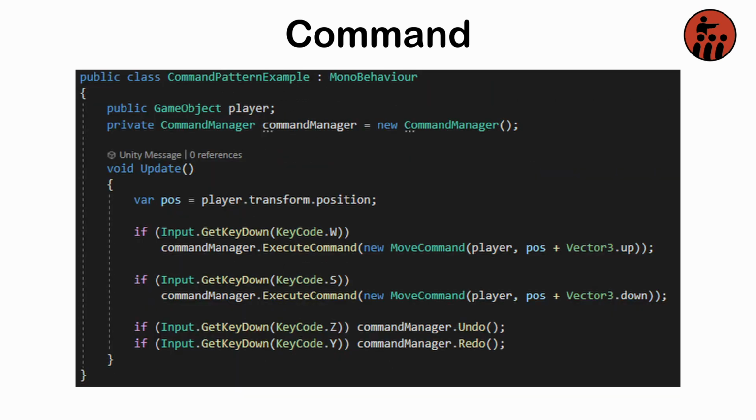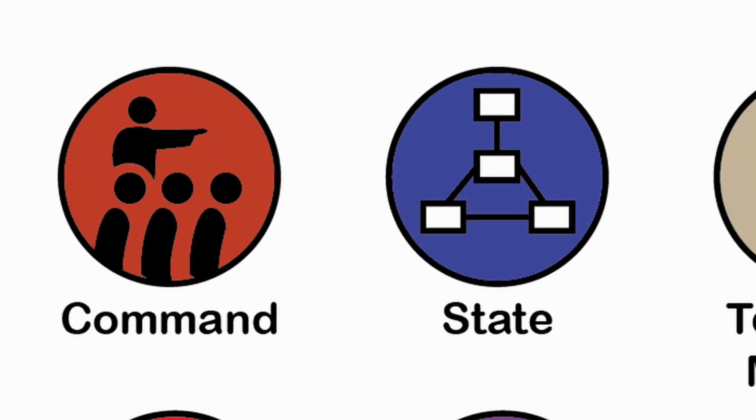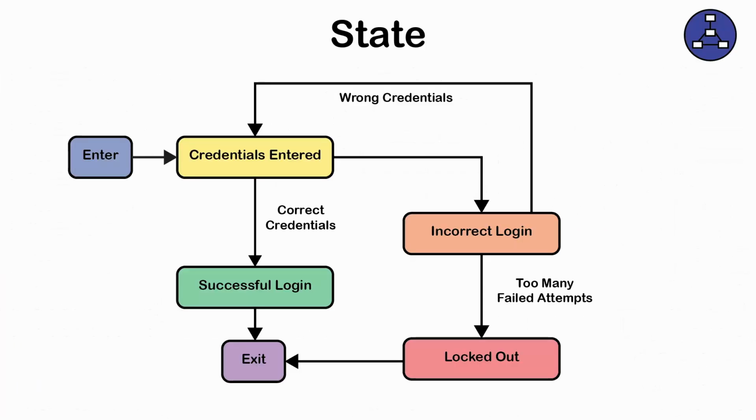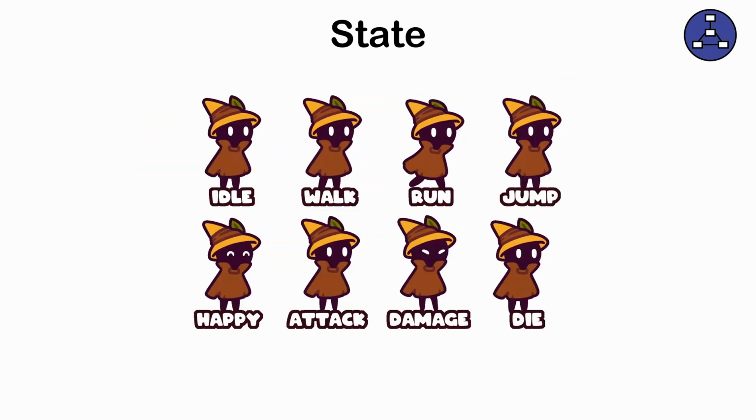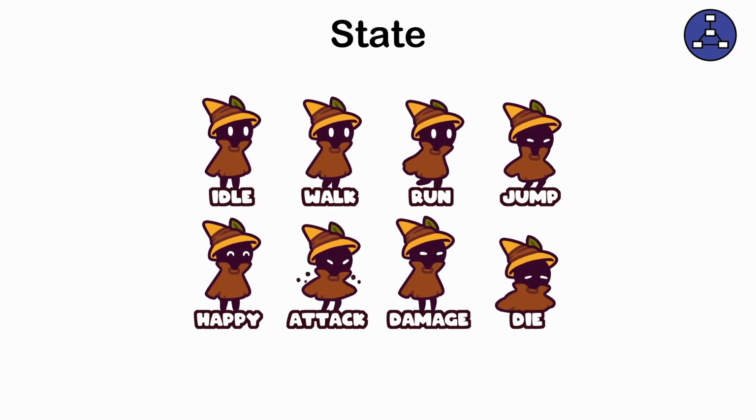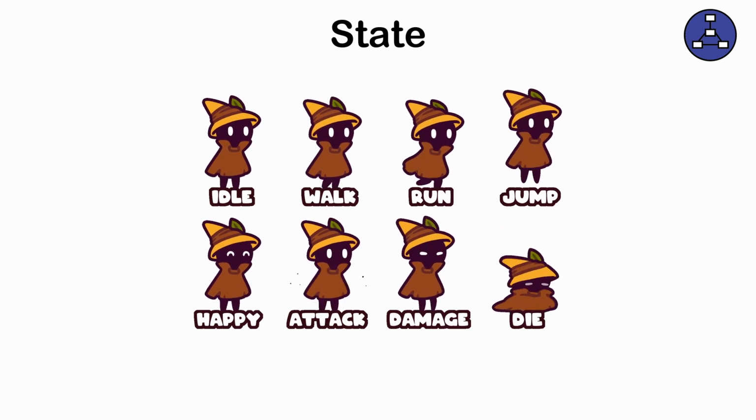One drawback is memory allocation if too many commands are stored. The state pattern allows an object to change its behavior when its internal condition changes, effectively letting an object appear to change its class. This is particularly useful for objects that need to behave differently based on context, such as a game character transitioning between walking, running, or jumping.